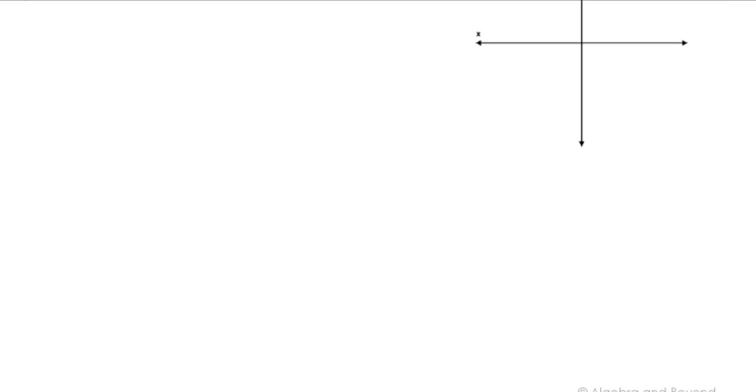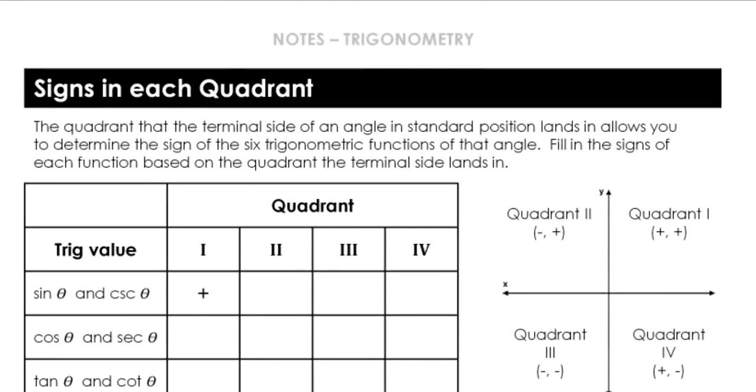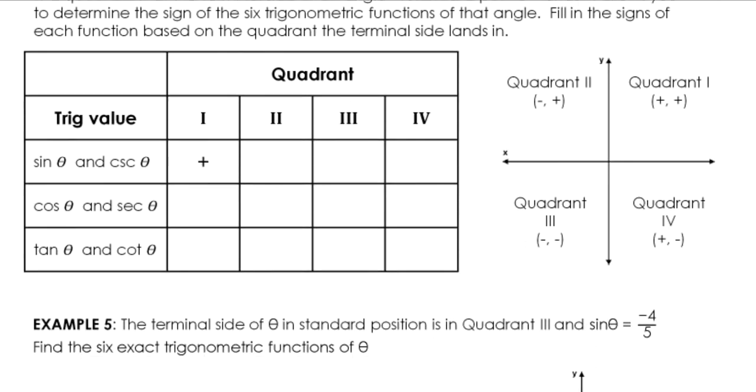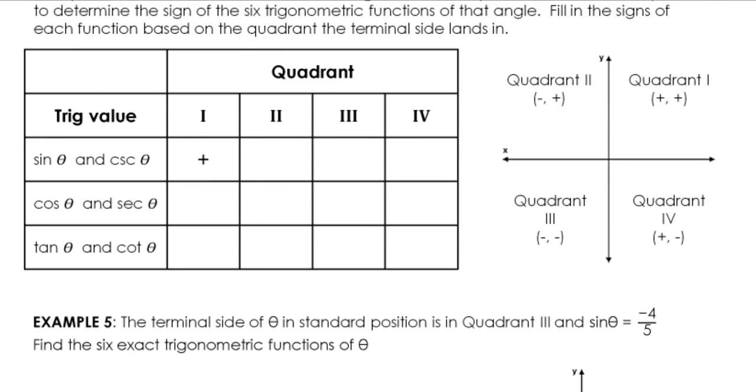Okay, last thing for these angles of rotation is to think about the signs in each quadrant. Depending on where the angle lands in standard position, that will allow us to determine whether the 6 trig functions are positive or negative for that angle. So let's look at what's going on here.